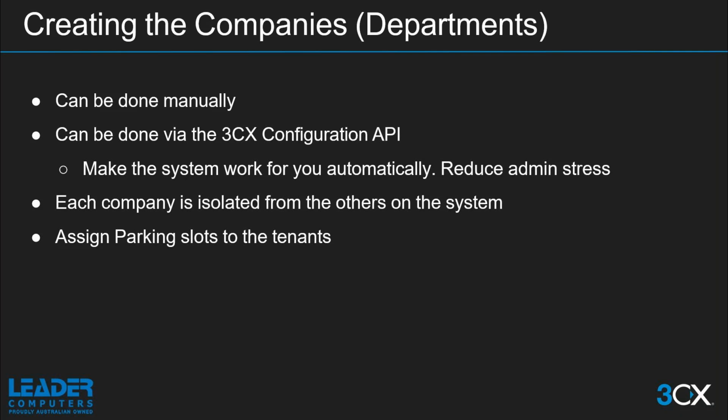For example, you can integrate the 3CX multi-tenancy with the configuration API, and you can add a link or a form on your website. Let's say the number of users they need, the number of trunks they need, the channels they need, and all that information. And the API will get all that information and put it onto the system, and it will create the customer automatically. Each company is isolated from others on the system, and assigning parking slots to the tenants is also pretty much the same as a dedicated instance.